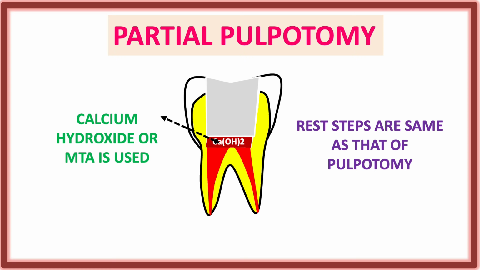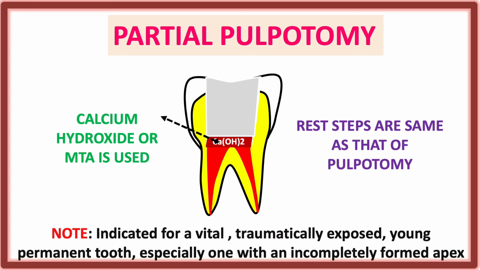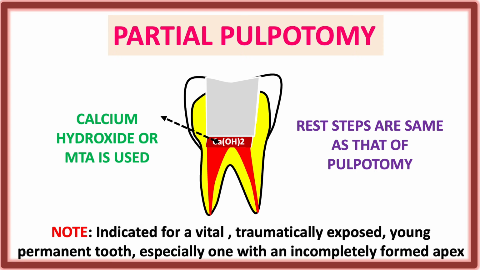We are going to place a temporary restoration and then wait for a week or a month, and then we are going to take an x-ray. If there is a sign of calcification, then we are going to place a permanent restoration and then a metal crown. So, it is indicated for a vital, traumatically exposed young permanent tooth. Very important: only for a young permanent tooth with an incompletely formed apex.